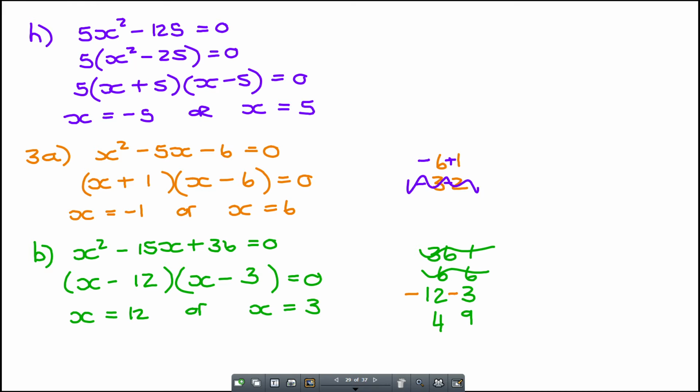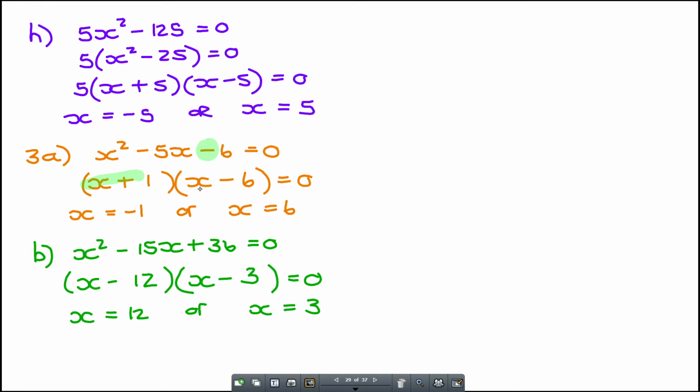Right. Any questions at 8? Yes, that's also good. Okay, then 3A he asked for. Now, I'm going to take these away. Okay, so x squared minus 5x minus 6. Obviously, people, that's a trinomial, right? Then, because of that minus, I knew that my brackets would be plus and minus. So x plus, x minus.